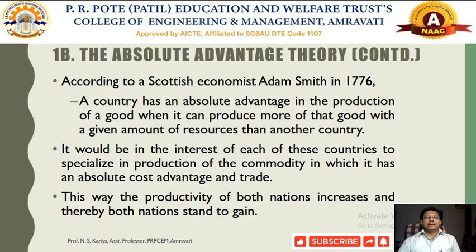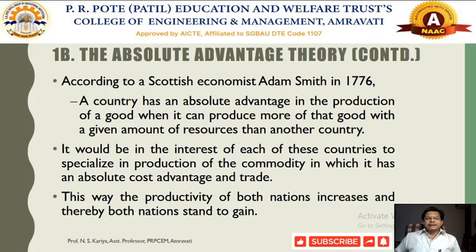A country has an absolute advantage in the production of a good when it can produce more of that good with a given amount of resources than another country. Whatever resources a country has, and whatever the cost of production, if it can produce more product at reasonable prices, then that is called an absolute advantage with respect to that particular product or service that it can offer to another country.